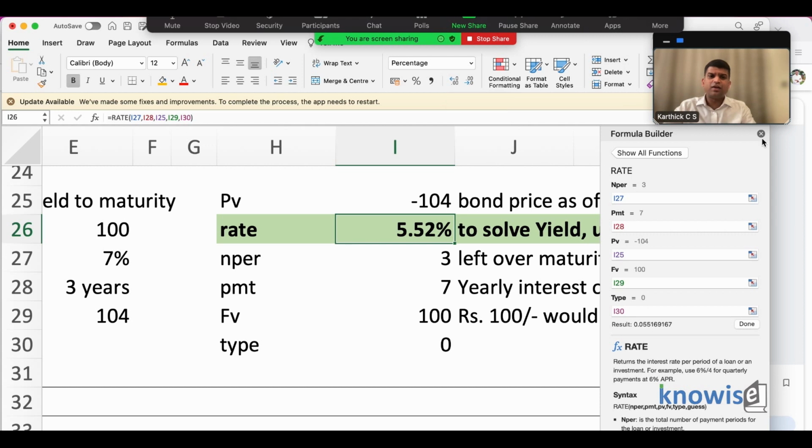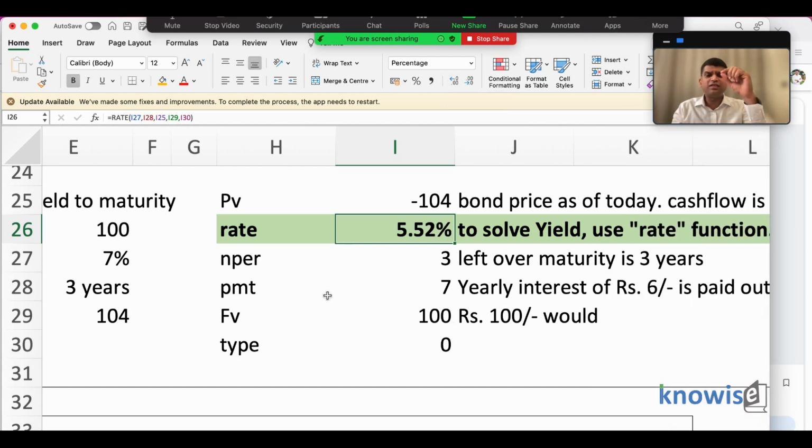Just like I said, all you need to do is either solve the present value function if the question is on intrinsic value. If the question is on calculate the YTM, then apply the rate function. That's it. Using these 2 functions, most of the bond valuation questions can be answered. As simple as that, right?